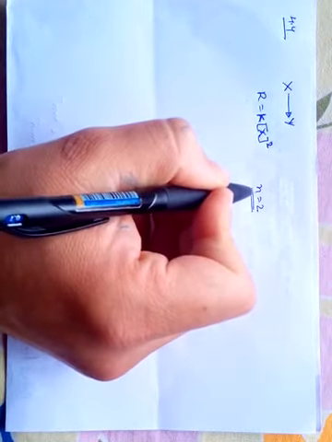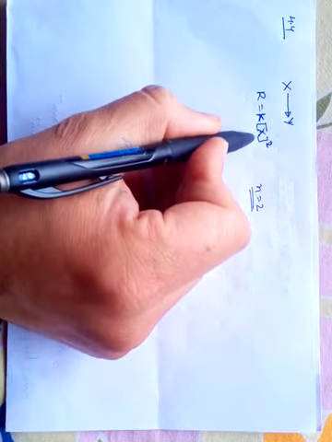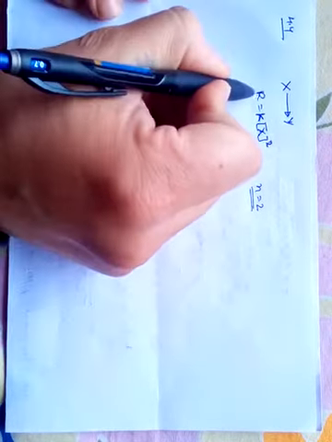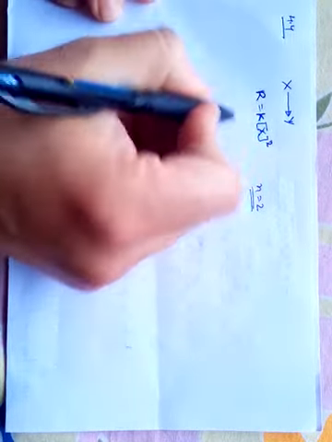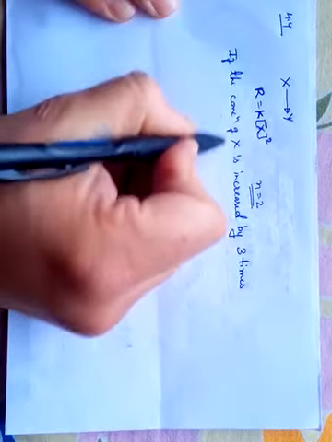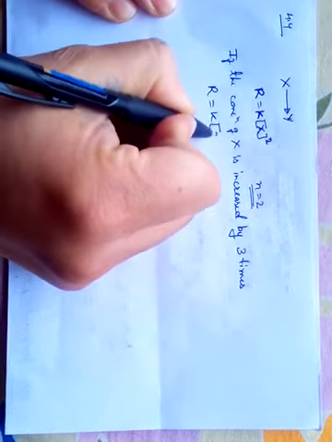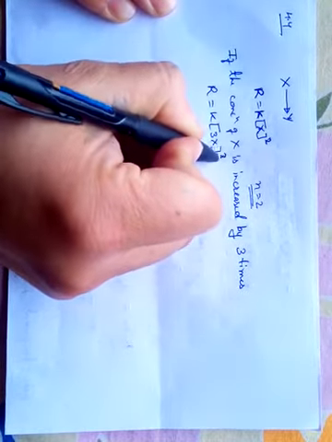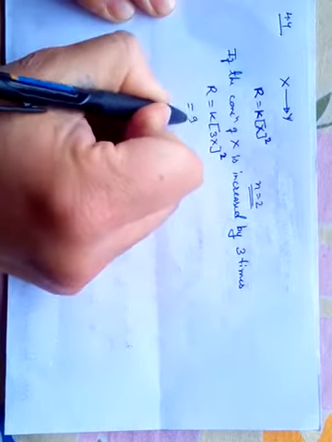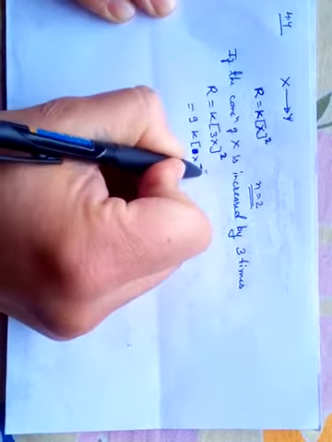Now the question says, if the concentration of X is increased 3 times, how does it affect the rate of formation of Y? If the concentration of X is increased by 3 times, then R equals K times (3X) squared. So concentration has been increased by 3 times, and 3 squared is 9, so it is 9K [X] squared.